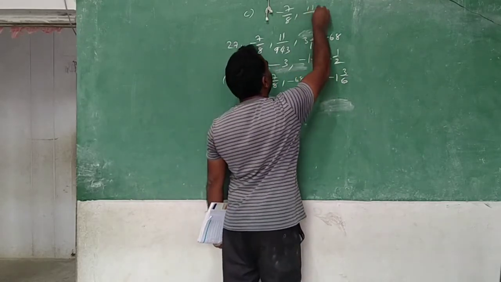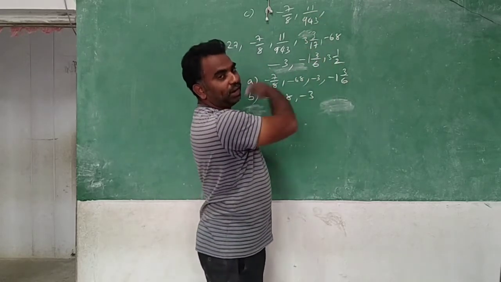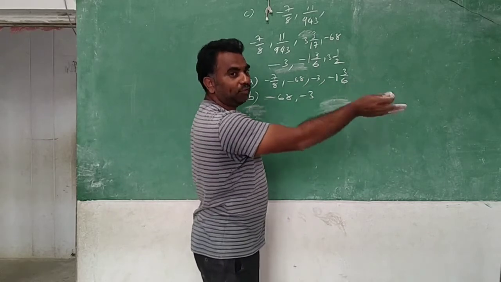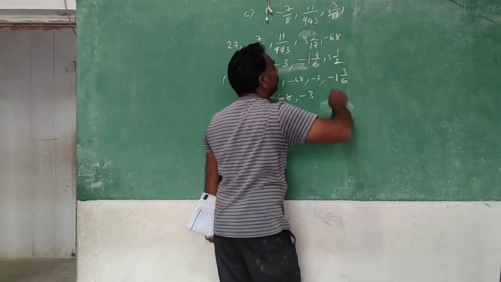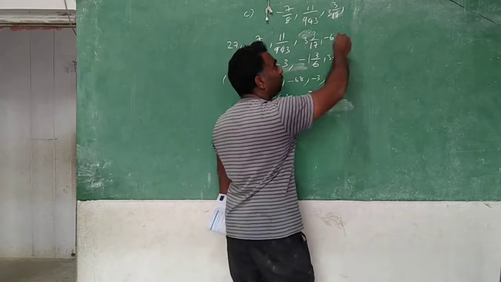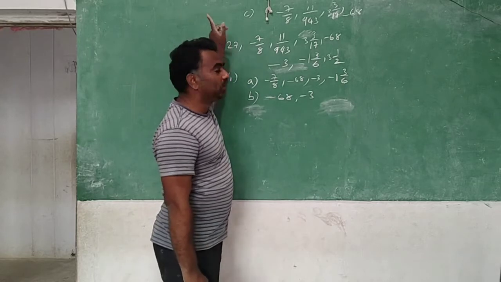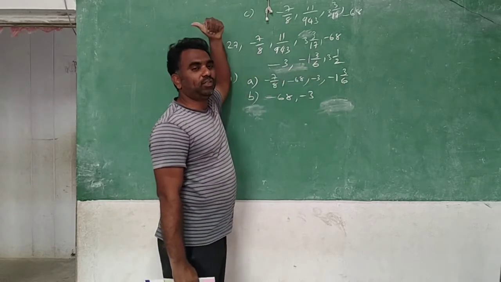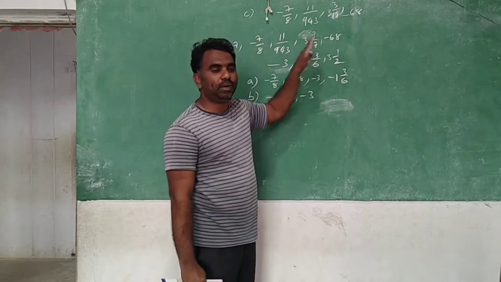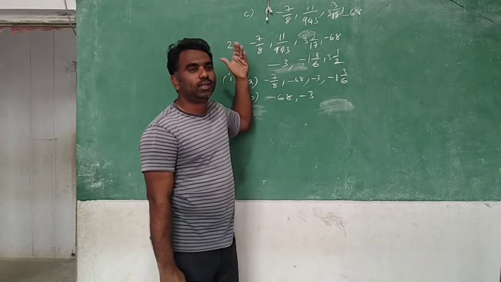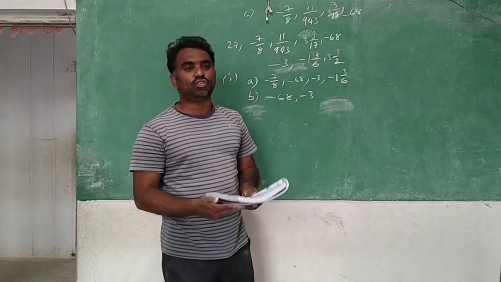That's why 11 by 943 is also left of 4 only, and this 3 by 17 is also left of 4 only, not the right side. Next, minus 68 is also left of 4 only. Negative numbers are already left. Minus 3 is also left of 4 only. Minus 1 3 by 6 is also left of 4 only. 3 1 by 2 is also left of 4, because it is between 3 and 4. So like this, you need to answer these questions. Can you answer these questions?